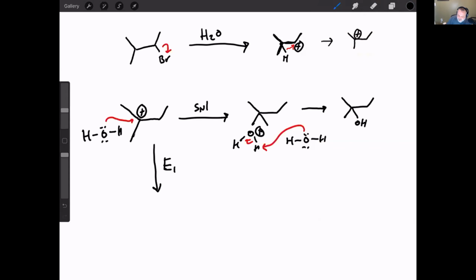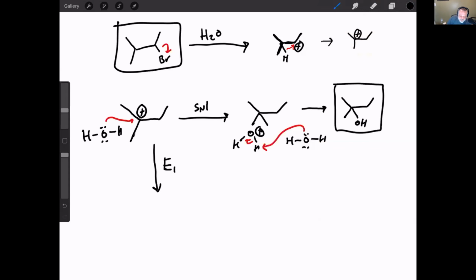But keep in mind that the structure is different. The OH group is not at the same location that the bromine was, and that's because of the hydride shift in the intermediate. Because I formed a secondary carbocation, I did a rearrangement, and the rearrangement was a 1,2 hydride shift. Once I did that hydride shift, I had the more stable tertiary carbocation, and that's where the chemistry was going to happen.